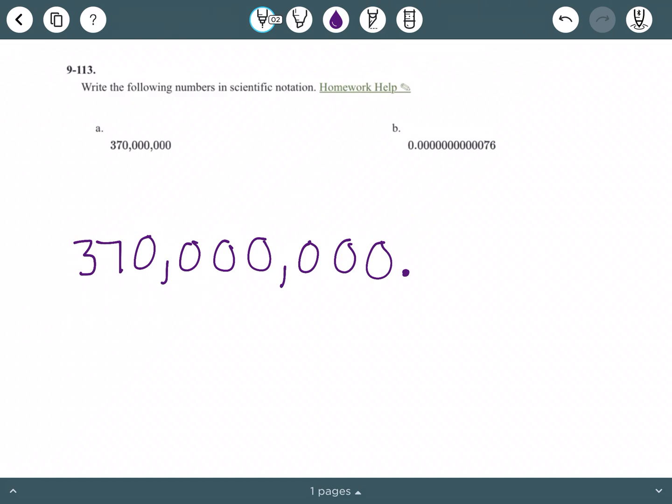So remember, we want to move that decimal until we have a leading digit that is greater than or equal to 1, but less than 10. So that means I'm going to be moving my decimal to the left. If I moved it to the right, then I'd just be making a larger and larger number each time. So I'm going to move my decimal until I have a leading digit that is greater or equal to 1, but less than 10. All right, I'm going to stop it there because it looks like I'll have a leading digit of 3.7.